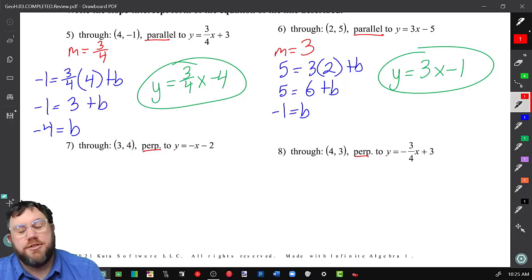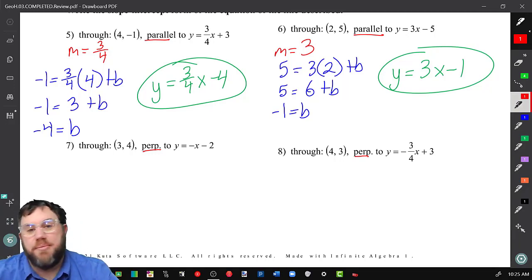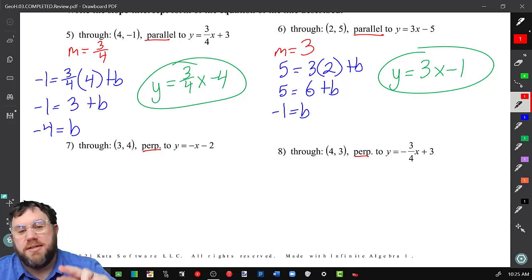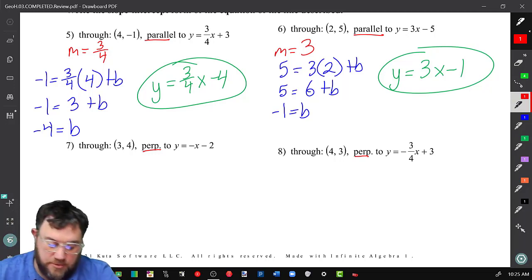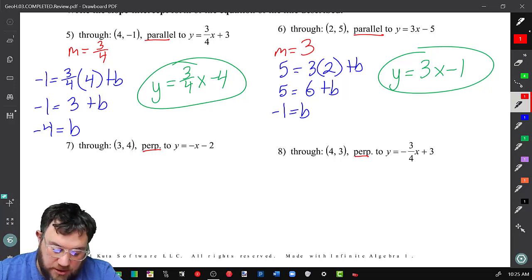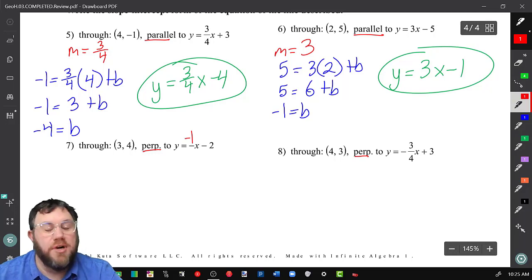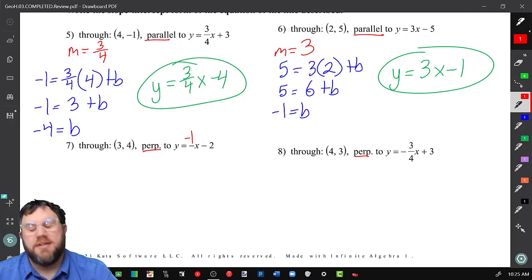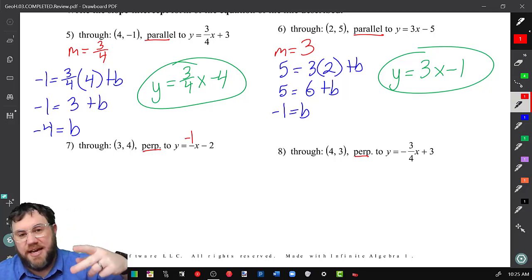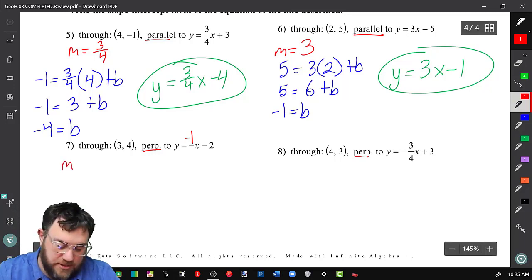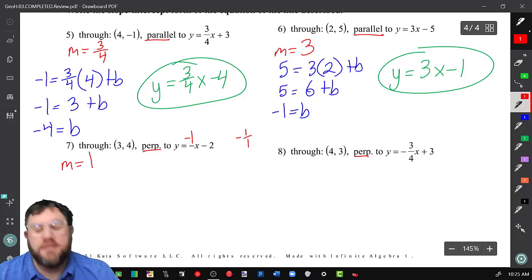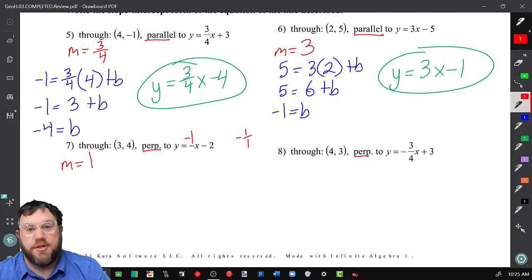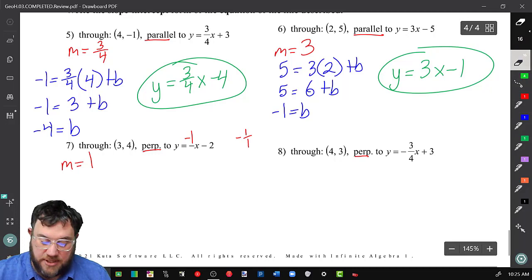Now our last two are perpendicular. That means we need to use opposite reciprocal slopes. That means we change the sign and then flip the fraction upside down. Well, number 7, our original slope was negative 1. So when we flip that upside down and change the sign, we actually get 1, because negative 1 over 1 upside down is negative 1 over 1. Change the sign, it loses the negative sign.